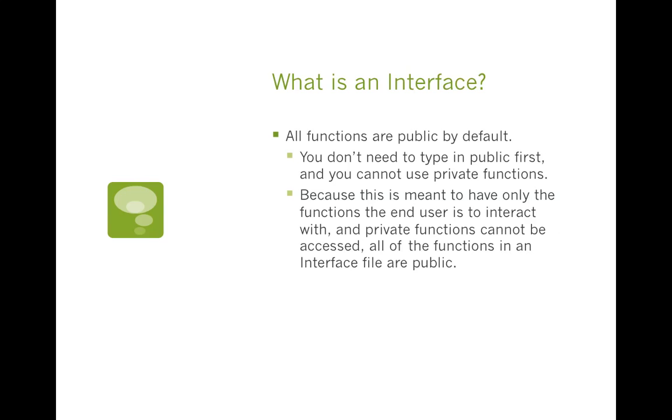All functions are public by default. You don't need to type public in front of your function when you're putting in the methods. And because this is meant to have only the functions the end user is to interact with, and because private functions cannot be accessed, all of the functions in an interface file are public by default.